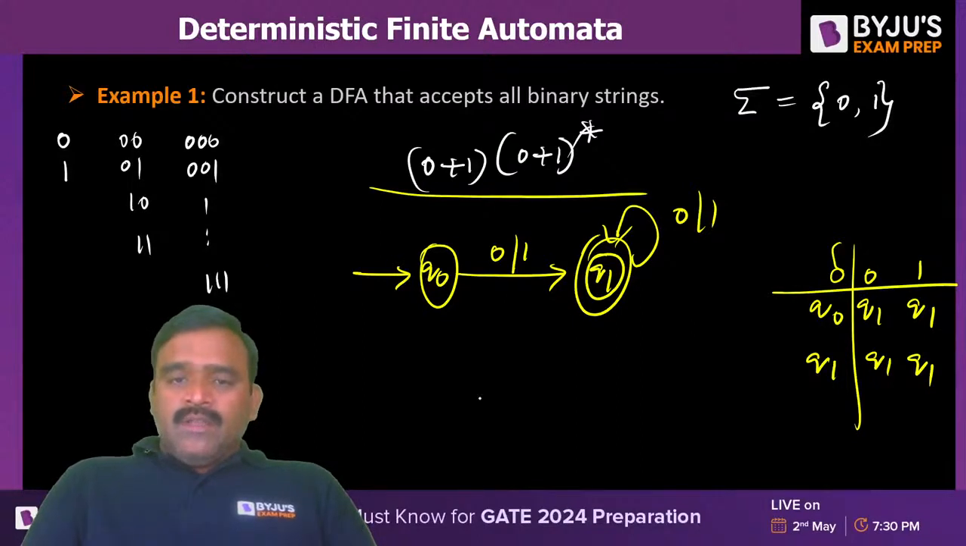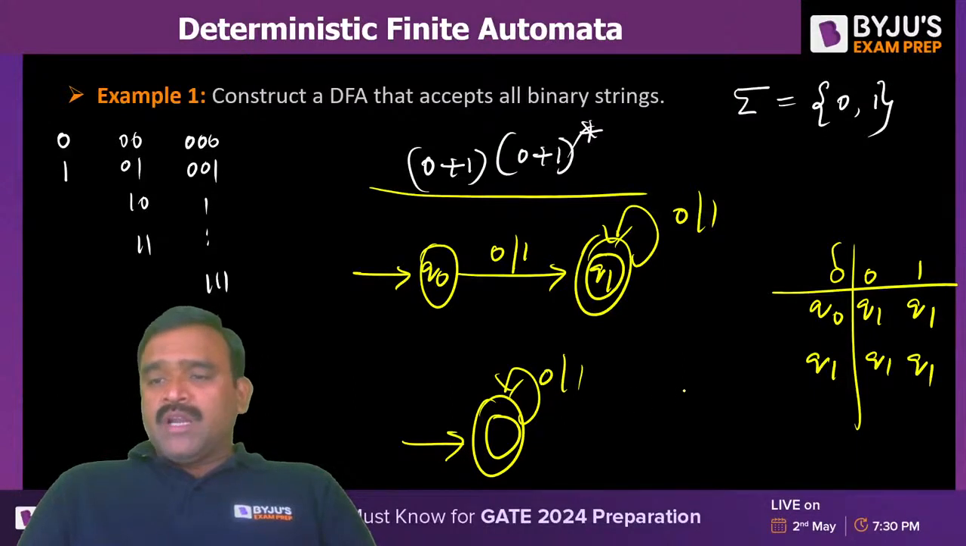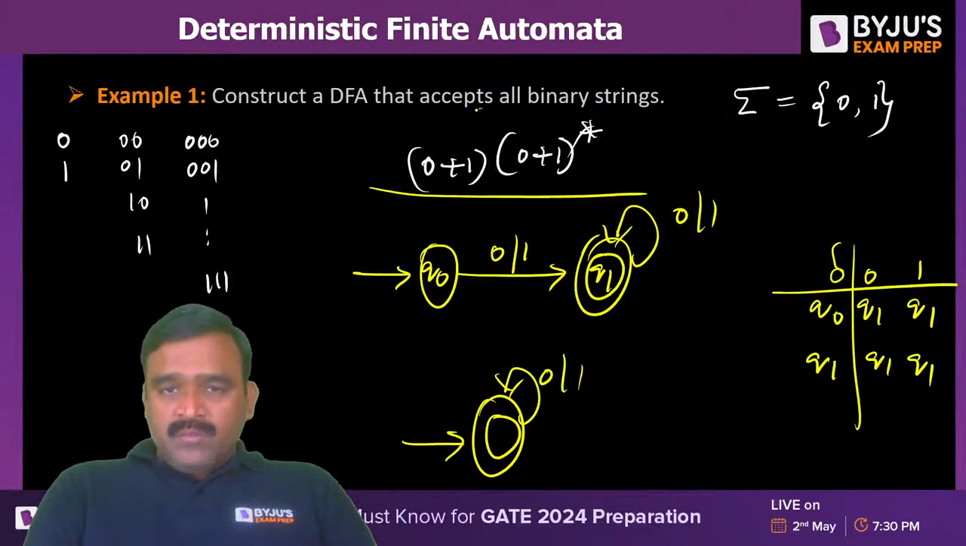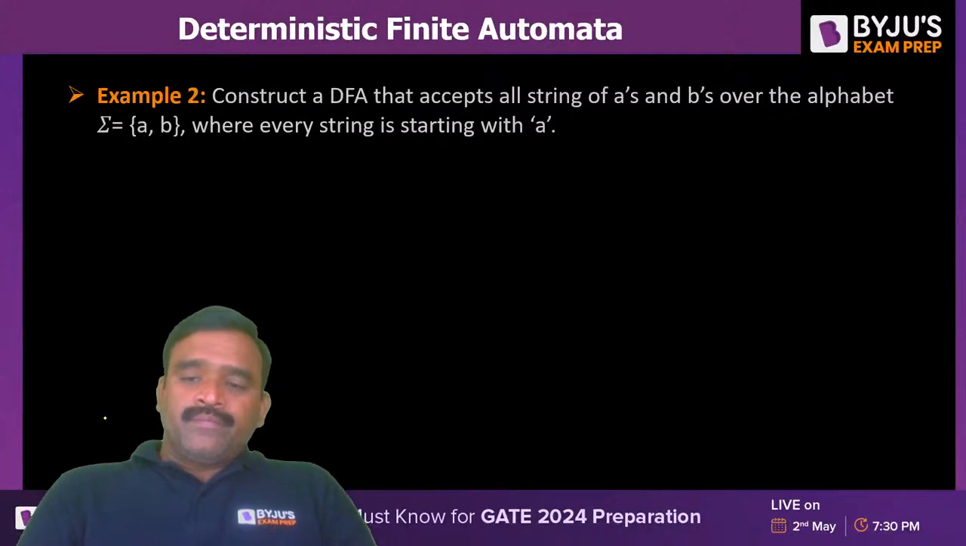With two states you can also give it like this, but it will accept epsilon. If you give it like this, epsilon also will be there. All binary strings will come, but epsilon is not a binary string. So the question specially mentions all binary strings. That's why I have taken it like this. Okay, now coming to the next question.